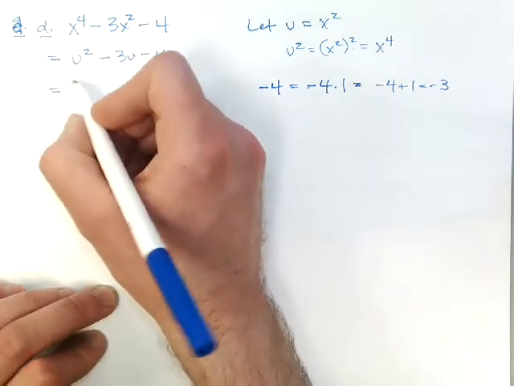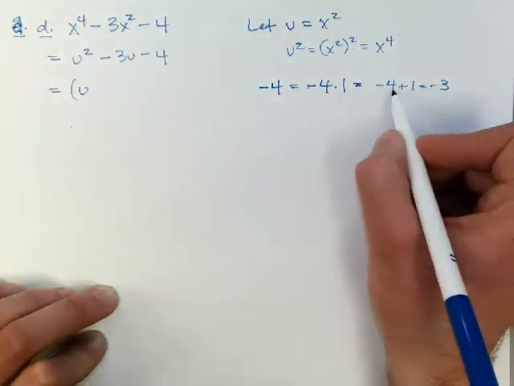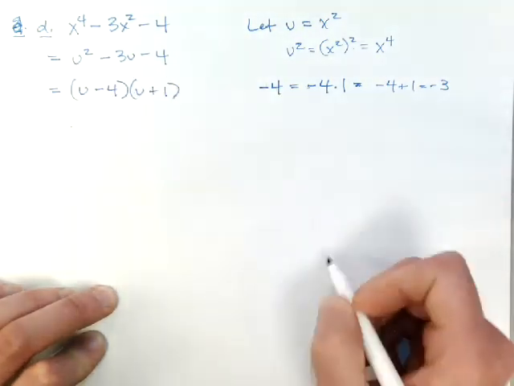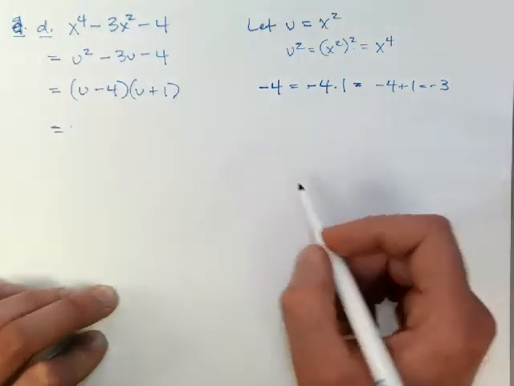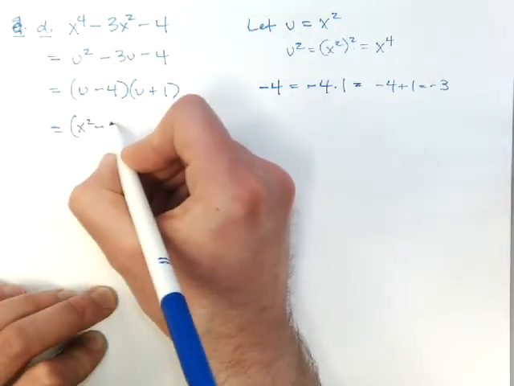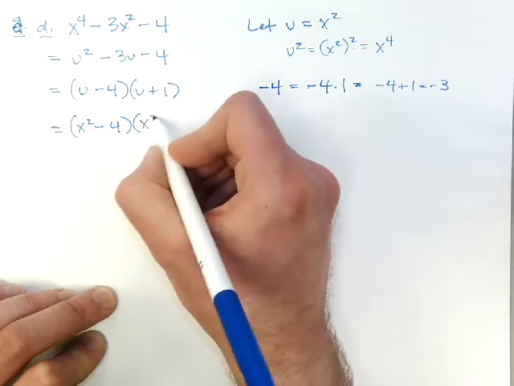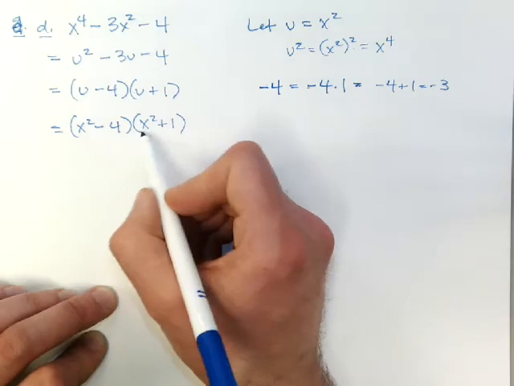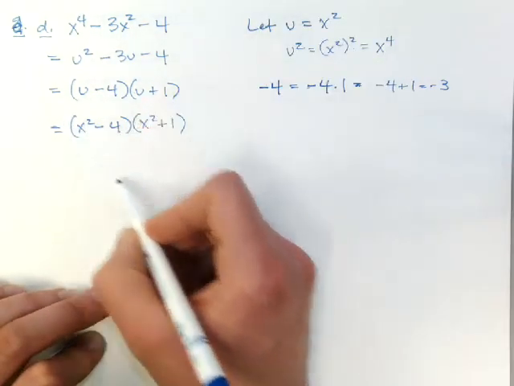And it looks like -4 plus 1 would add up to a negative 3 and multiply to a negative 4. So write that out. That's going to be u minus 4 times u plus 1. Okay, now remember though that u is actually equal to x squared. So we want to replace that back in. X squared minus 4 times x squared plus 1 is the full factorization in x.